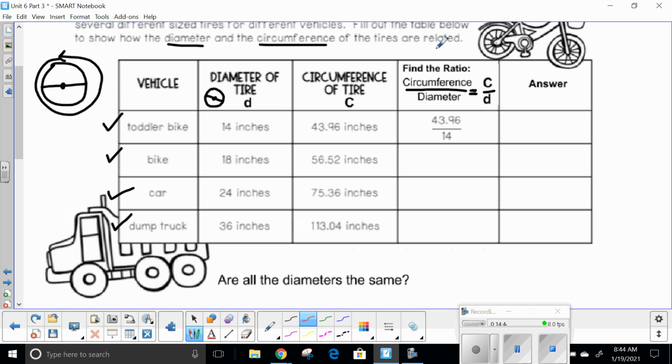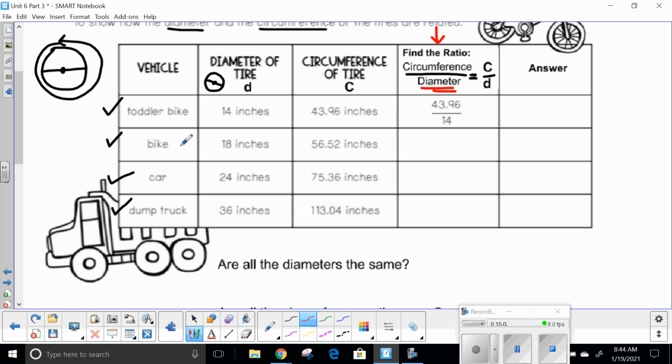Now what they're asking us to do in this table is to find this ratio right here. Now notice what we're doing. We're taking the circumference of the circle, or the tire, which is a circle, and we're dividing it by its diameter. So for the toddler bike, for instance, we take C of 43.96 and we divide it by the diameter, which is 14.